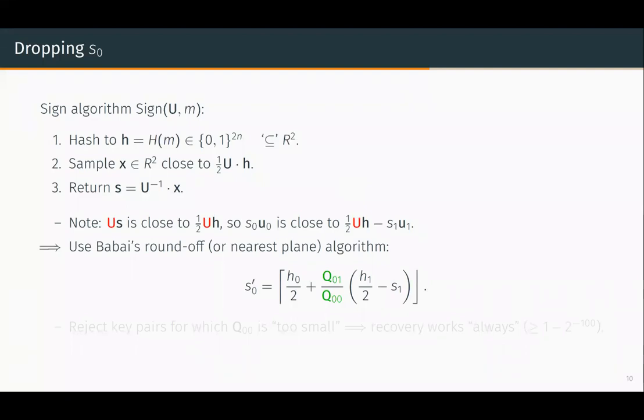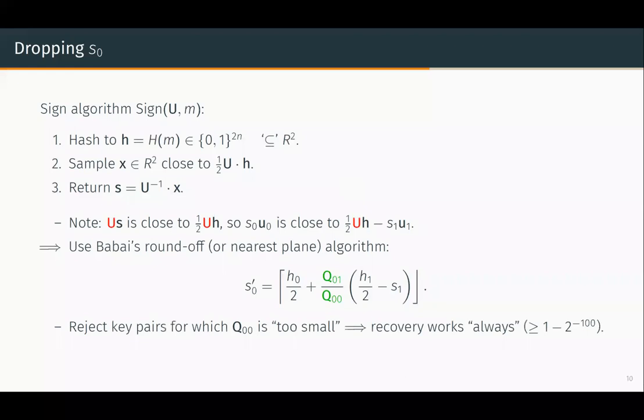You have to round some quantity. And although this u was secret, this q is public. So this can be done in verification. And what we had to do here is reject some bad key pairs where this Q00 was too small. And that made it like this, this roundoff made it fail like once in a million times. So we had to reject these key pairs, and it's like 10% of key pairs had to be rejected. And in that case, the recovery works practically always.